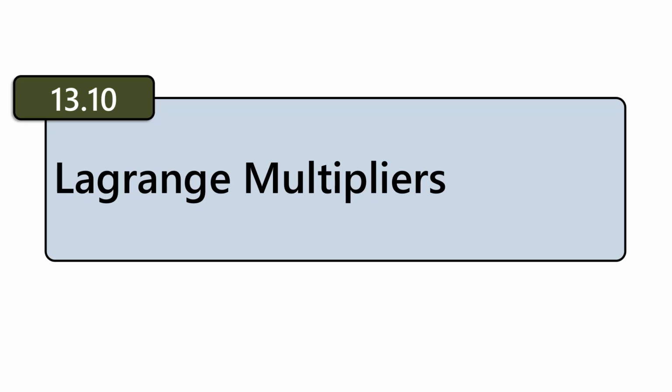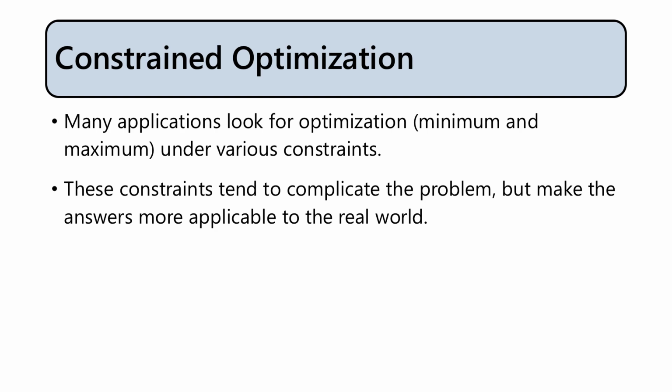In section 13.10, we're going to talk about an application of the gradients, which allows us to find optimization of particular problems called the Lagrange multipliers. So constrained optimization is quite heavily used in real-world applications, and this is helping us look for minimums and maximums, but oftentimes when we're looking for those minimums and maximums, we're looking for them under constrained scenarios or conditions.